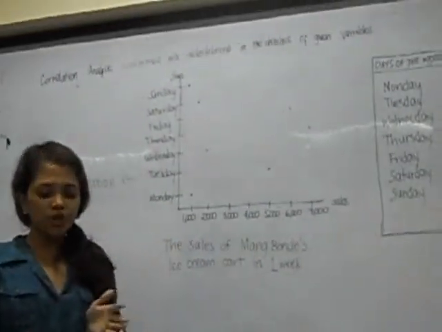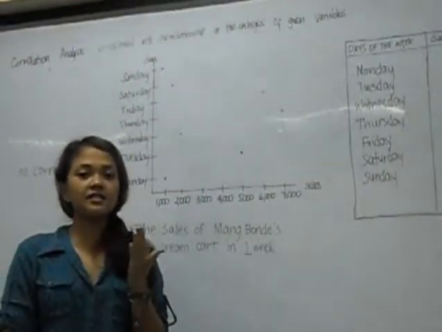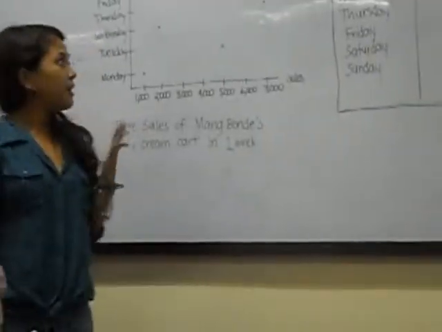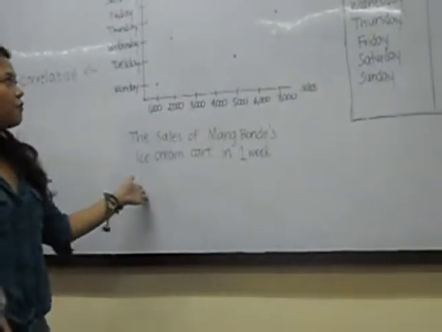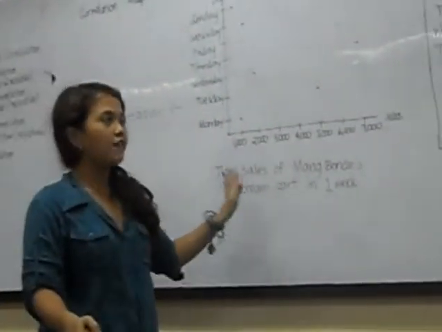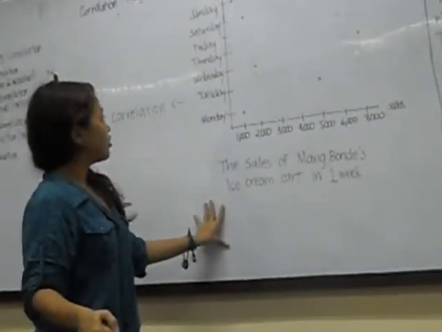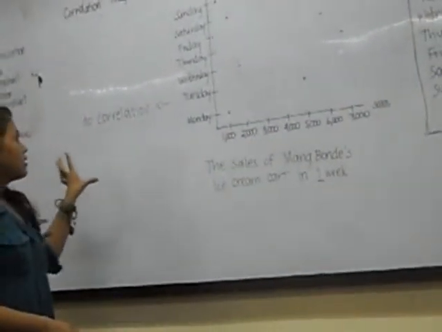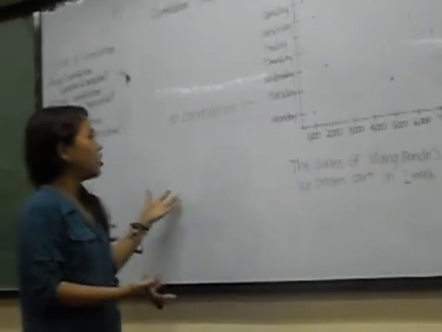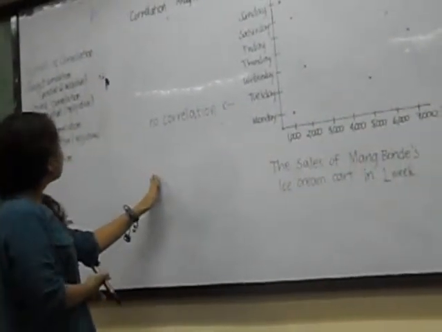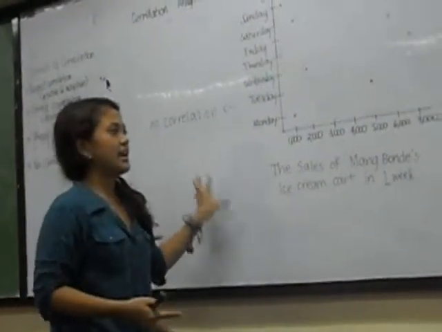And no correlation means that the data doesn't show if the days of the week affect the sales of Mang Bonde's ice cream cart. So that's all with the no correlation degree in the correlation analysis.